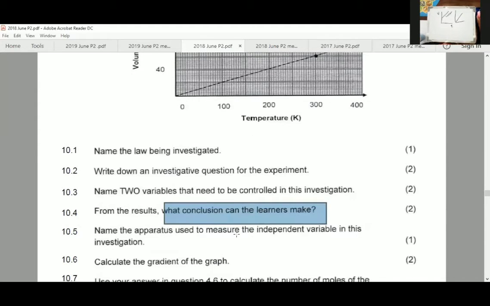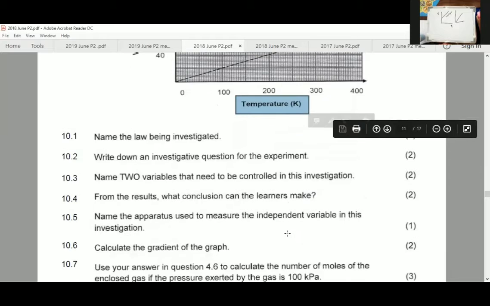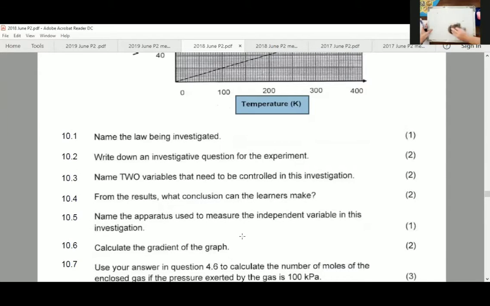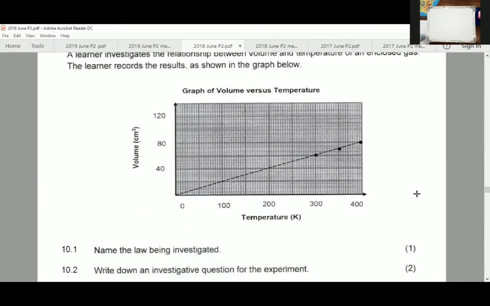Name the apparatus used to measure the independent variable in this investigation. So this is my independent variable, so just a thermometer. Calculate the gradient of the graph. So first of all, let's try and figure out what the gradient means. So volume divided by temperature. That's your gradient, okay?